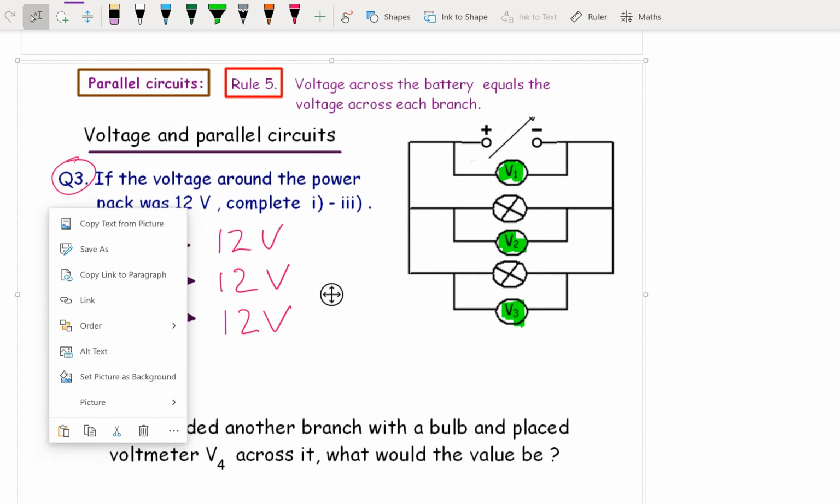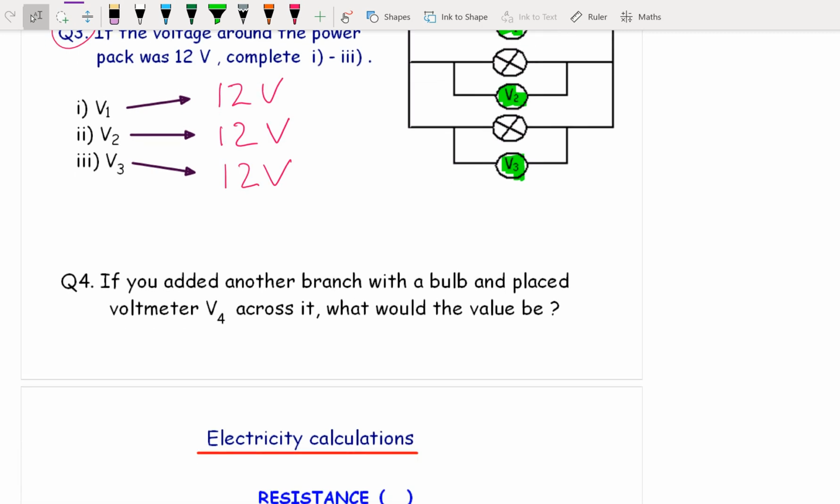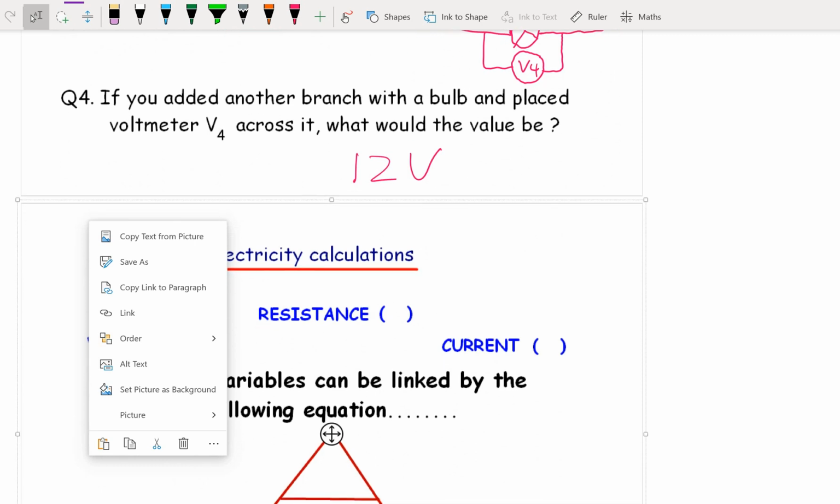Okay? And if you added another branch with a bulb, let's do it. Add another branch with a bulb. You should be using a ruler. This is a disgrace. You should be using a ruler. And then put a voltmeter across it. Call that V4. It's in parallel across a component. What would that value be? 12 volts, okay? So we now move on to calculations.